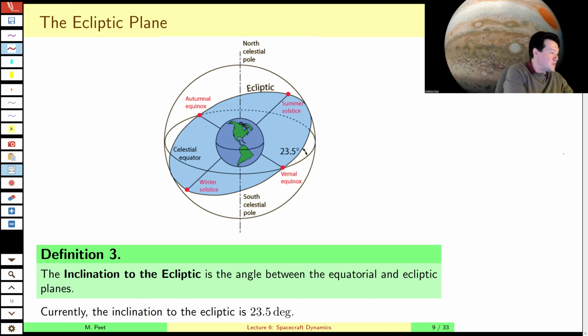Okay. So we've got here our two fundamental planes. We've got the ecliptic plane here in blue, and we've got the equatorial plane here in not blue, so white. And of course, these are not co-located. They're inclined with respect to each other. They're not the same vector. So that's the equatorial plane. This is the ecliptic plane.